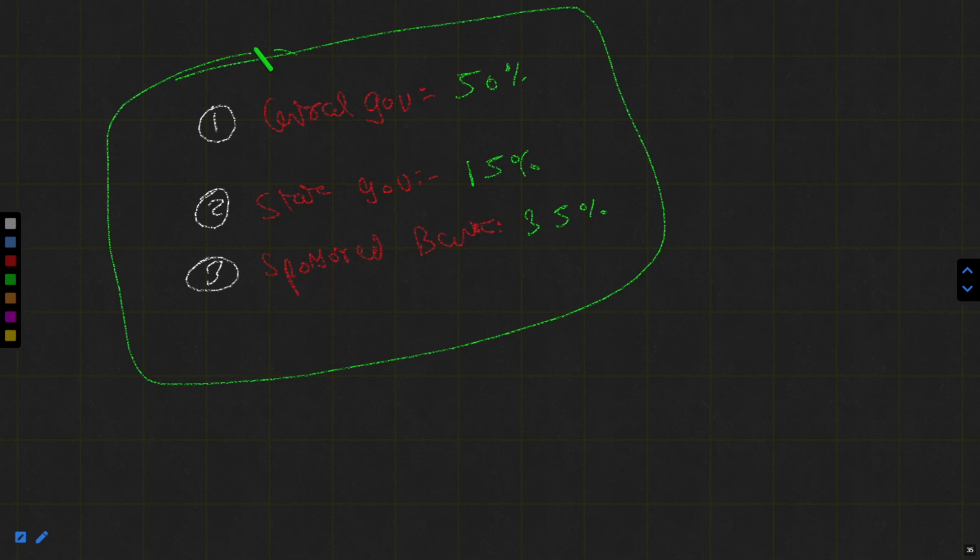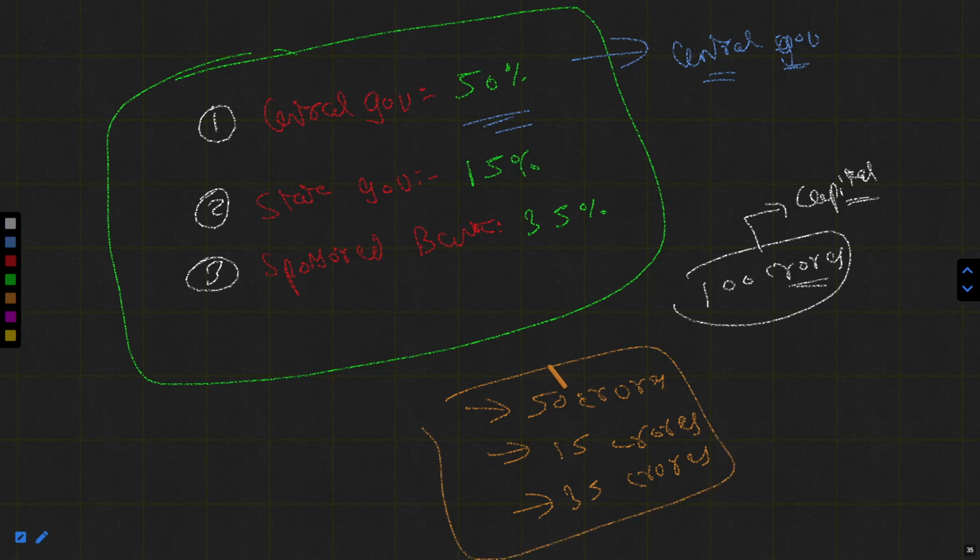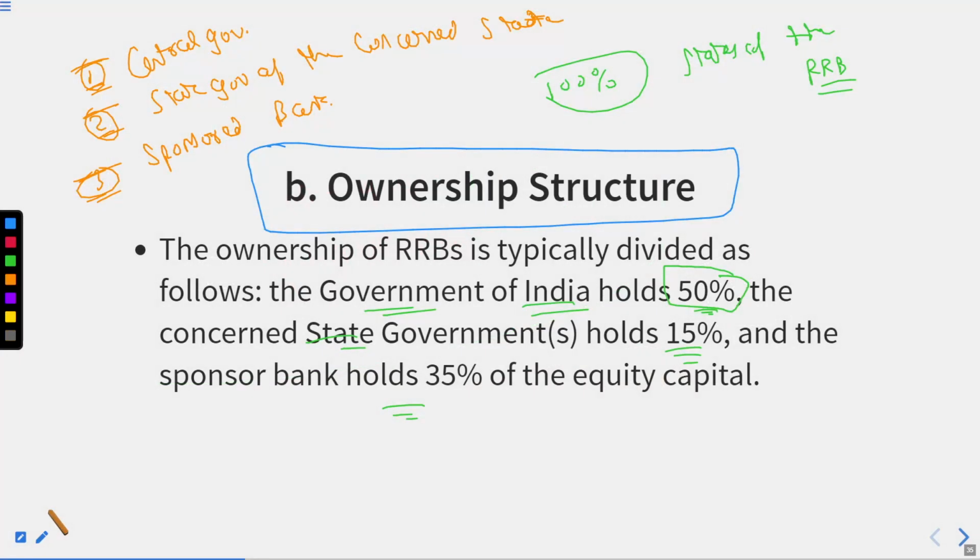Who should be declared as the owner? If we go by this, the owner will be the central government. Why? Because they are holding the maximum stake in the RRB. So you can say, if the RRB has rupees 100 crores of capital, then it means 50 crores has been invested by the central government, 15 crores has been invested by the state governments, and 35 crores will be invested by the sponsor bank. Okay, so remember this thing also.